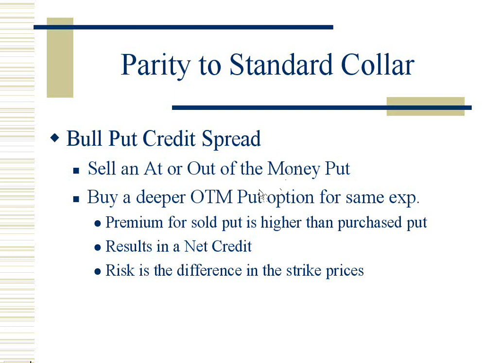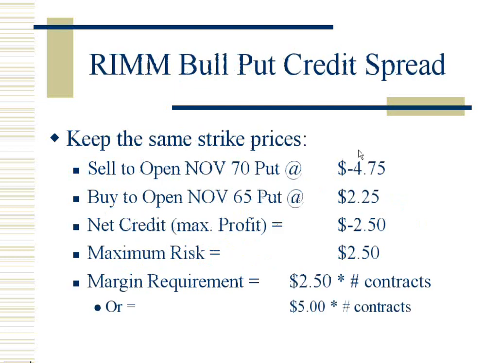At the same time, we're going to buy a deeper out of the money put option for the same expiration date as the put that we sold. Because the put option that we sold is closer to the current stock price, we're going to receive a higher premium for that option. This is going to result in a net credit for the position, and the risk on the position is the difference in the strike prices.